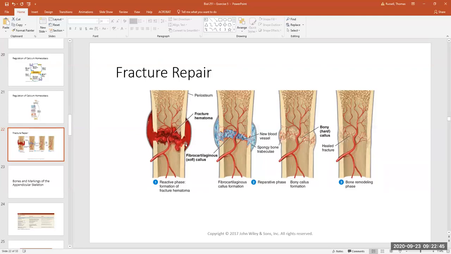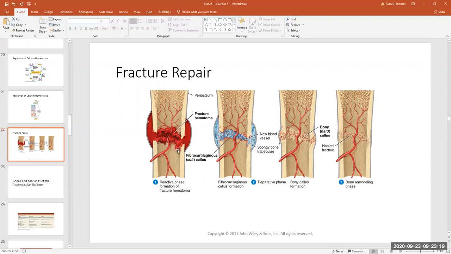So here we break a bone, right? And when we break a bone, the first thing that happens is we start to bleed. Remember, your bone is very vascular. And we form a blood clot in there. So the very first phase, the reactive phase to the actual break, is where we form what is called a fracture hematoma. The fracture hematoma is basically when we are going to form this huge clot up in here from that little bit of bleeding. It's called a fracture hematoma.